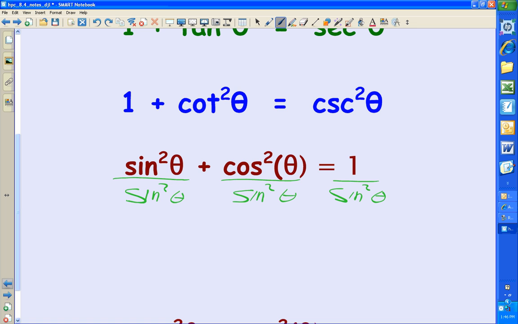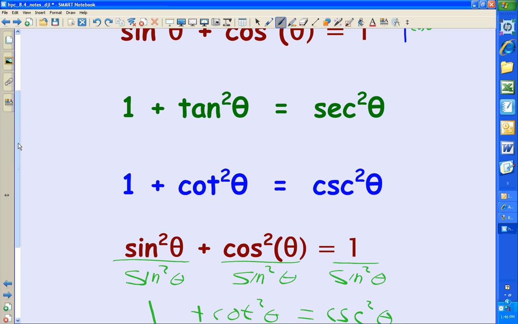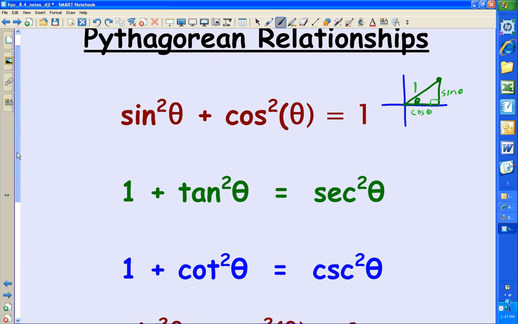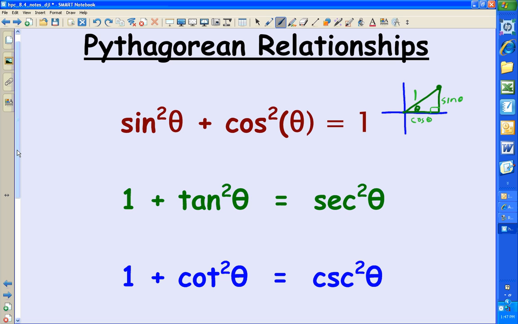How does this simplify? 1. What's cos squared over sine squared? Tangent squared theta. And 1 over sine squared theta, cosecant squared theta. Right? 1 plus cotangent squared is cosecant squared, the blue one. How do we get it? We take the original Pythagorean identity and divide by sine squared.